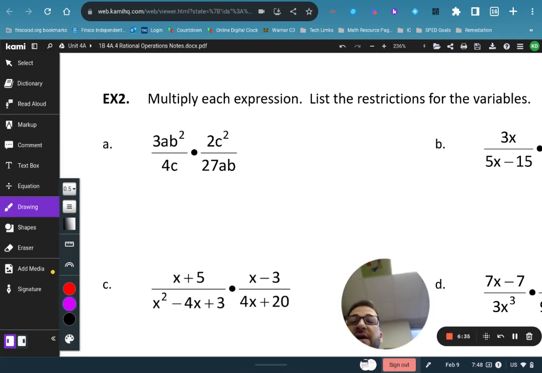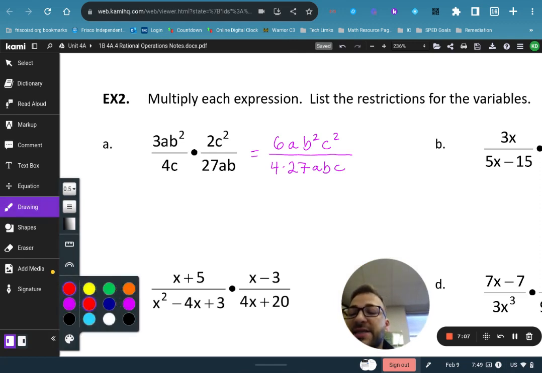So multiplying across, 3 times 2 would be 6. So this would be equal to 6ab squared c squared, because I'm just multiplying all of my variables. And then on the bottom, 4 times 27. I'm going to go ahead and leave that as 4 times 27 for right now, and you'll see why here in a second. And then on the bottom, C, A, and B. So we can just write that as ABC to keep it consistent with the multiplying pattern we have on top. So now let's look at what we can cancel.